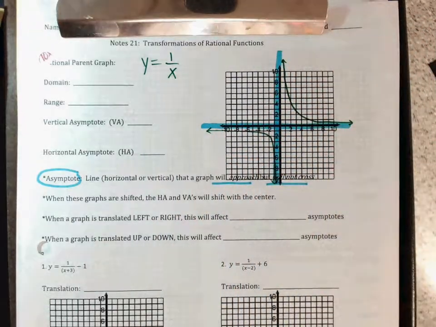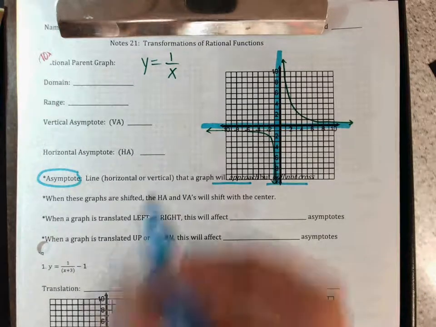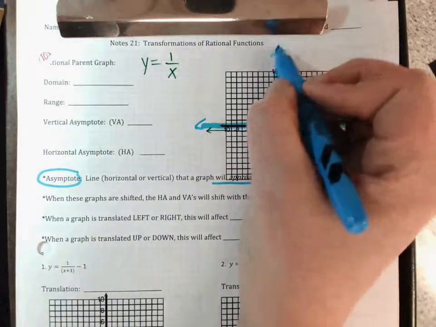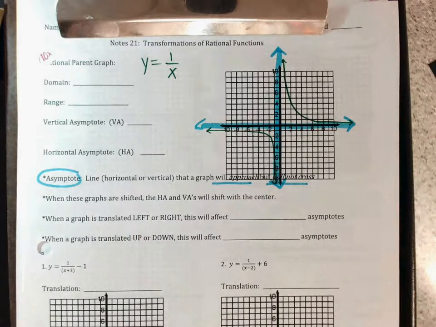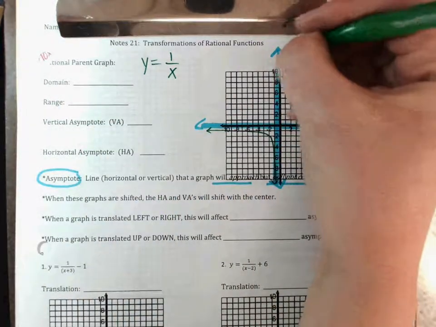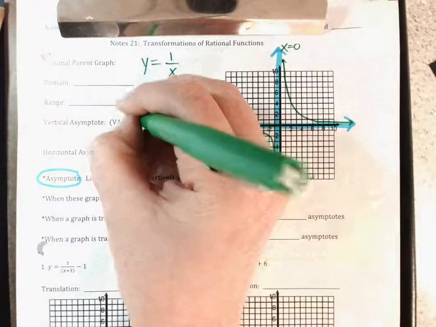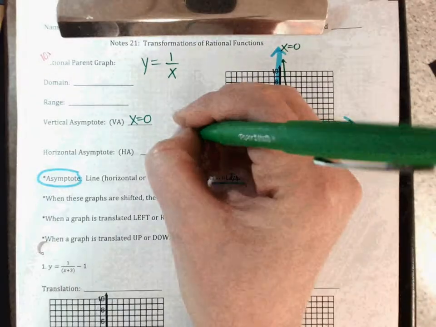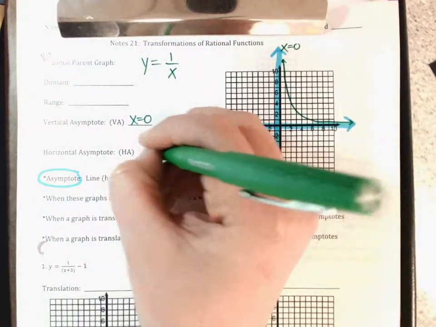And so basically what happens is that those lines end up cutting the graph into two pieces because they're not allowed to connect with each other, because neither of them can cross over that line. So your vertical asymptote here is this one, x equals 0. And your horizontal asymptote is this one, which is y equals 0.